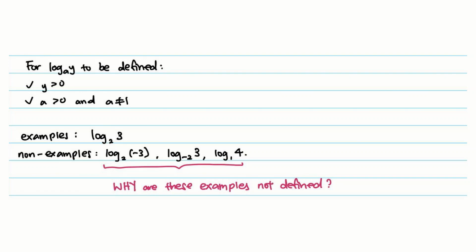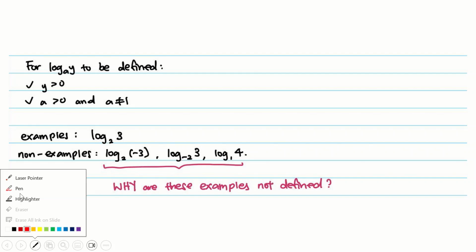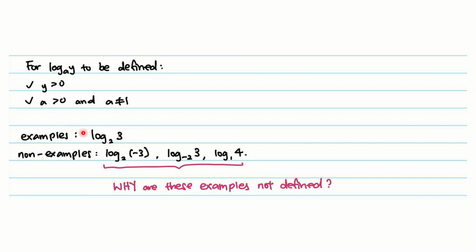So I'd like to add on to what I have mentioned in class about the definition, or rather the conditions for a logarithmic expression to be defined, whereby y is more than 0 and a is more than 0 and a is not equal to 1. As you have seen earlier in the lesson, I have given these examples and these non-examples. So I want to explain in this very short segment why these examples are not defined. I'll just take one example first, log negative 3 base 2, to explain to all of us.